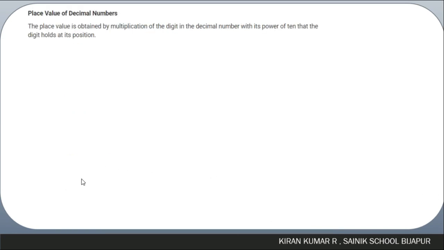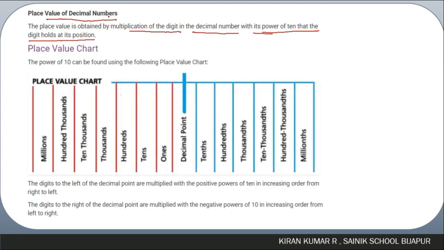Now let us learn the place value of a decimal number. The place value is obtained by multiplication of the digit in the decimal number with its power of 10, that is, the position the digit holds. I'll give you the place value chart. Power of 10 can be found using the following place value chart.